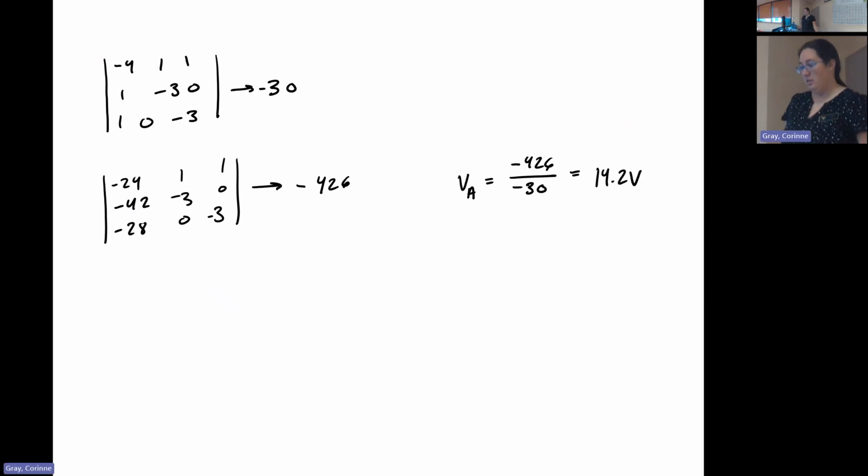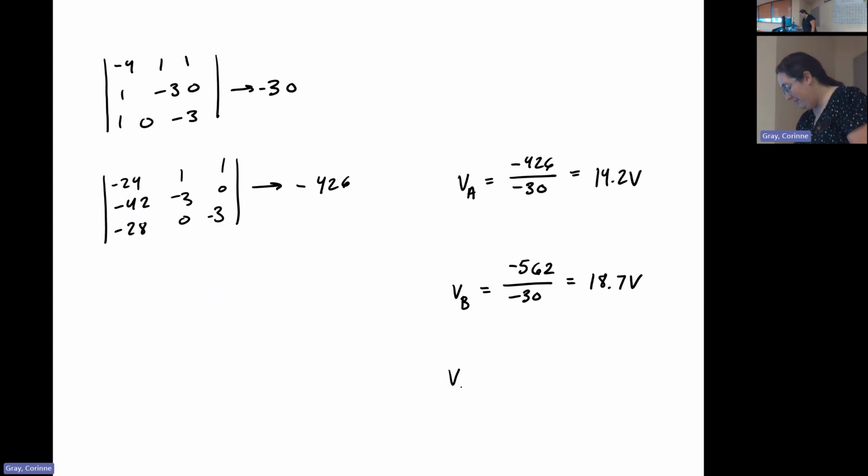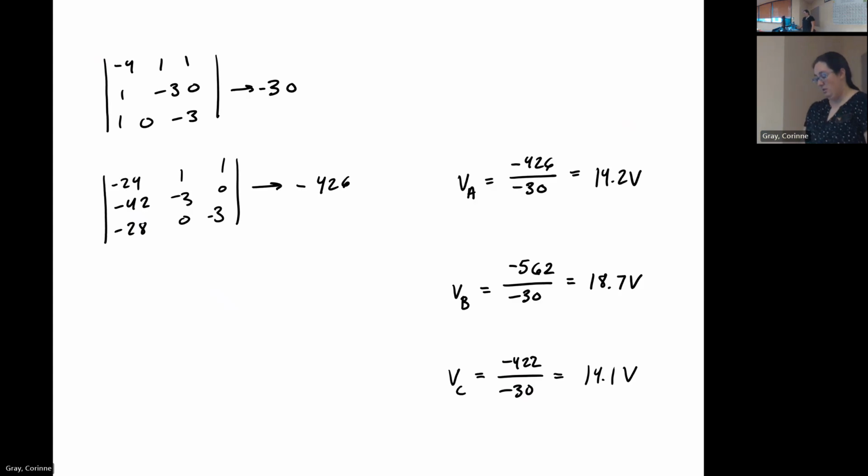Okay, so we can do the other ones as well. For the sake of time, I'm just going to put the values. When I did VB, I got -562 over -30, which gives me 18.7 volts. And then for VC, I got -422 over -30, which should get me 14.1 volts. So those would be the voltage values for these 3 nodes.